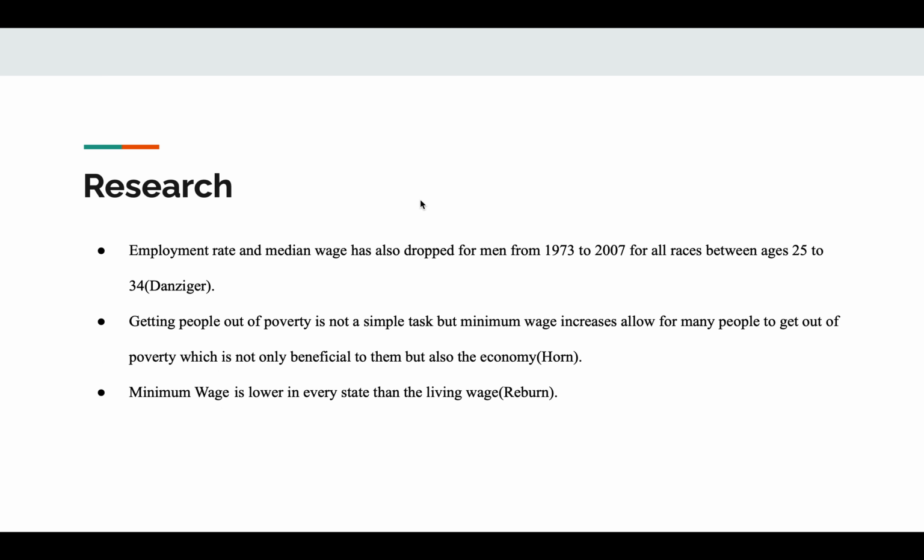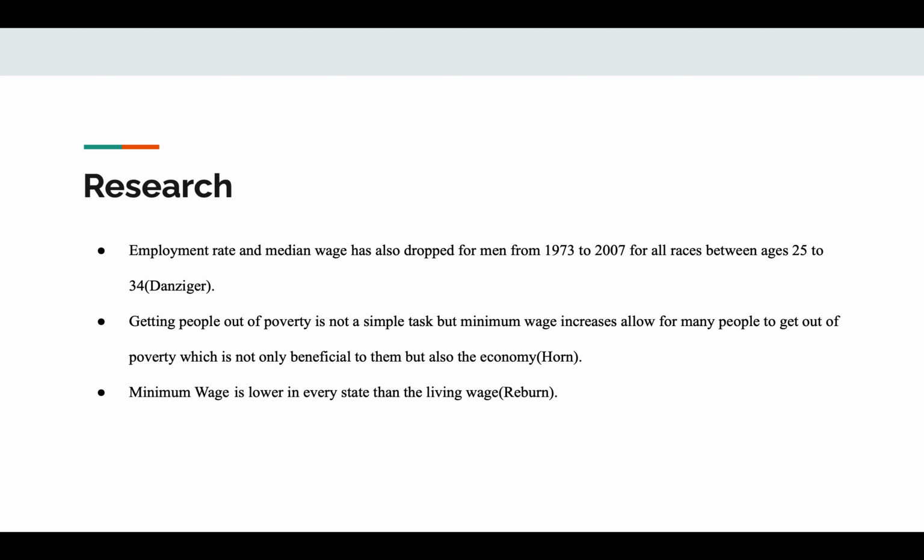Some research I did was employment rate and median wage has dropped for men from 1973 to 2007 for a pretty wide age group, and this is because of inflation, and we've had two minimum wage increases since this time, so there's not as much room for businesses to employ people, and businesses are getting more efficient and not requiring as many people as previously.